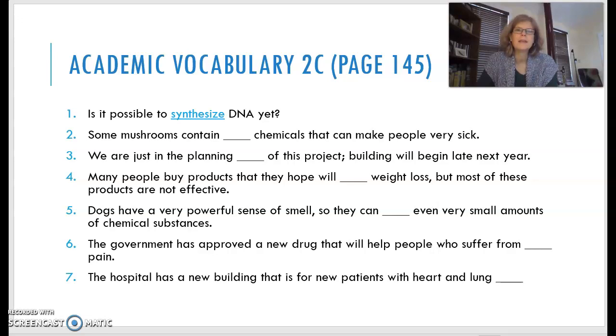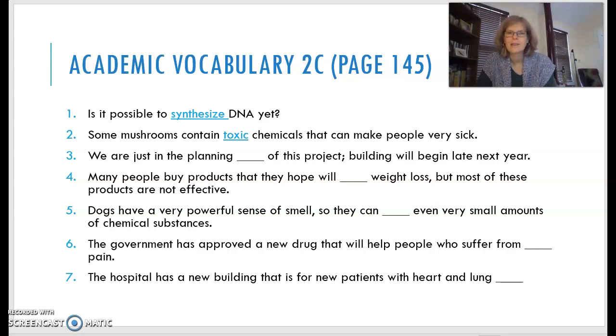Let's take a look at number 2. Number 2 says, some mushrooms contain blank chemicals. So I see chemicals as my noun. I'm going to need an adjective, right? A type of chemicals. And what type would be the kind that make people very sick? Hopefully you chose the word toxic, meaning poisonous, describing chemicals that would make people sick. You can find those in mushrooms.